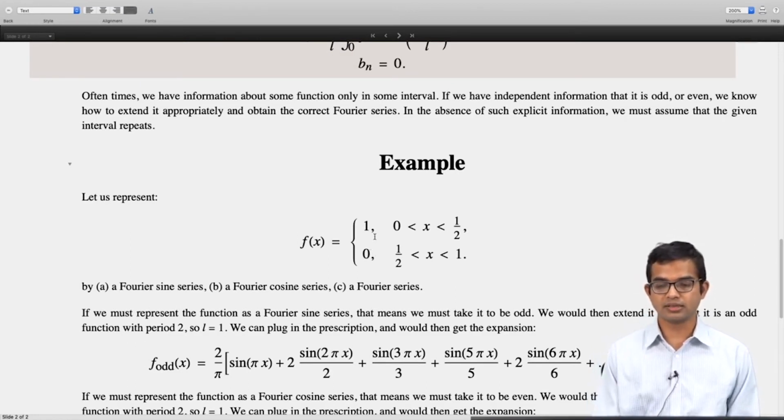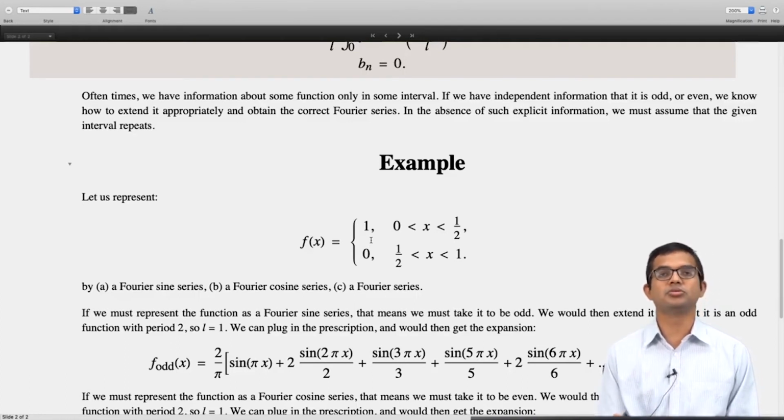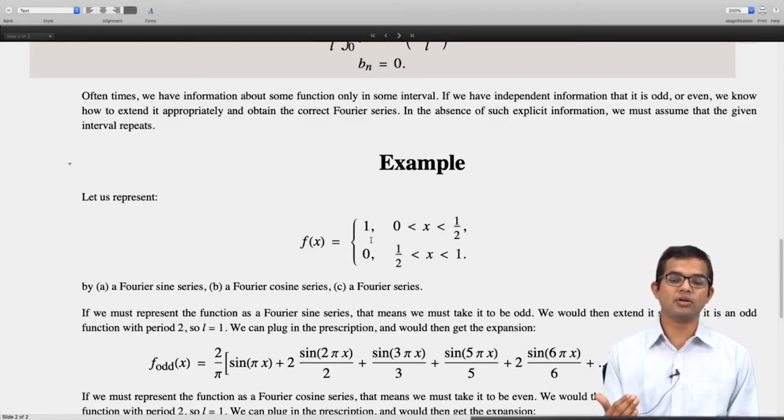And the interval is, the period is 2, right? So from minus 1 to plus 1. Whatever information is given from 0 to 1, you must impose oddness to this, and so you also have information for the value of this function from minus 1 to 0. So imposing oddness immediately gives you information about the value of this function from minus 1 to 0, and then you take this as your unit which repeats.